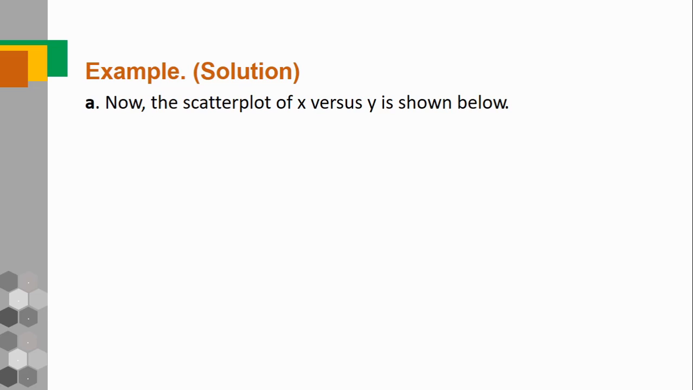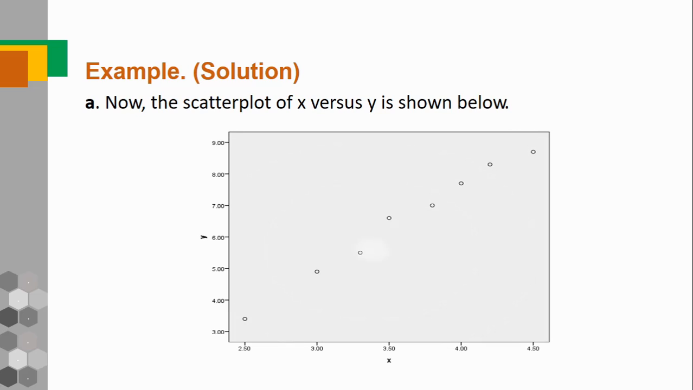And now to answer A, we need to draw the scatter plot of the given ordered pairs. We only need to plot the ordered pairs in the xy plane, where x is placed in the horizontal axis and y is in the vertical axis. So the scatter plot of x and y can be shown by this plot. And this plot shows that x and y have a positive or direct linear relationship. And if we want to draw a line, the data points are close to the line. This gives us a hint that the correlation coefficient R must be close to positive 1.